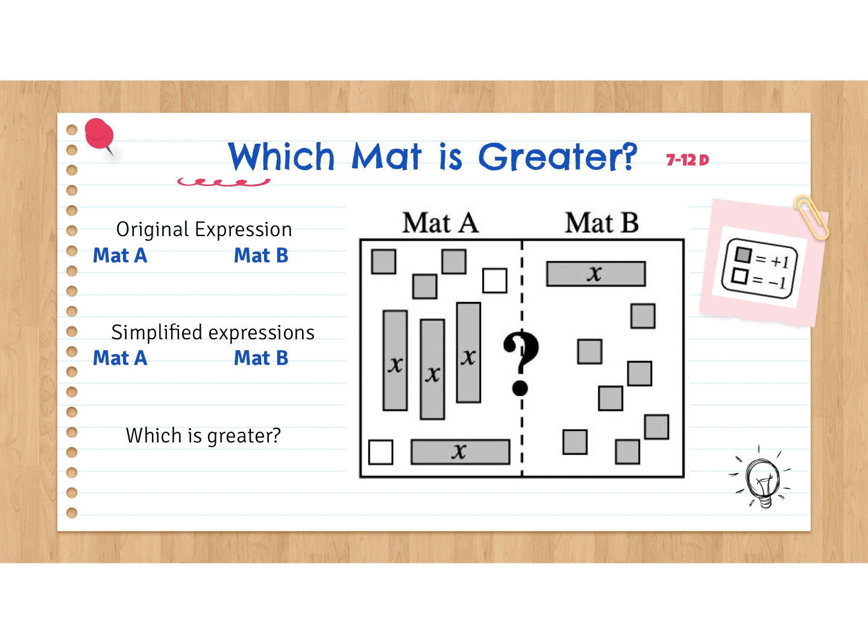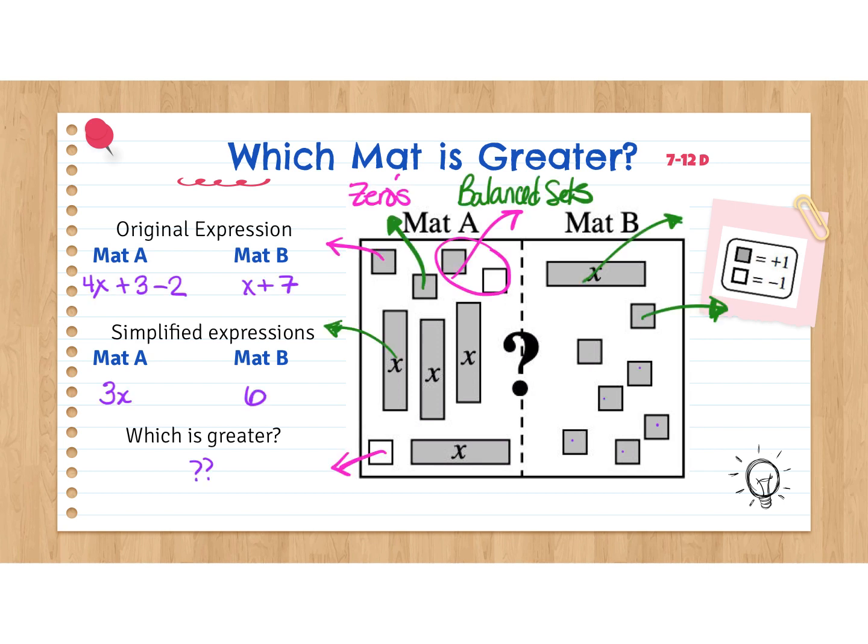Try to write the original expression for each side of our mat. Then try to simplify and see what you end up with. So when you get to the end of this, you end up with 3 X tiles on mat A and 6 unit tiles on mat B.